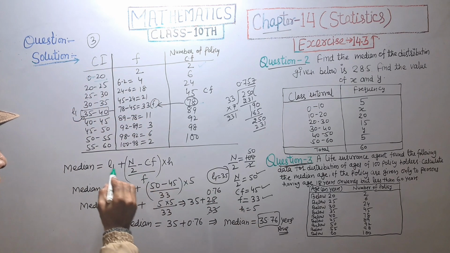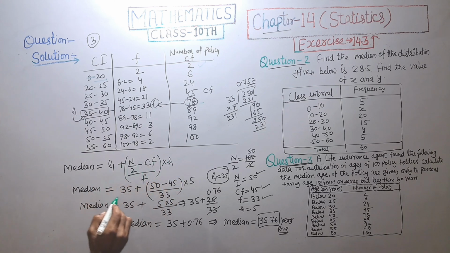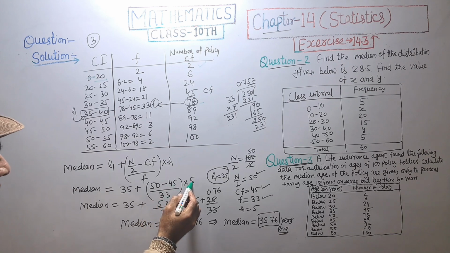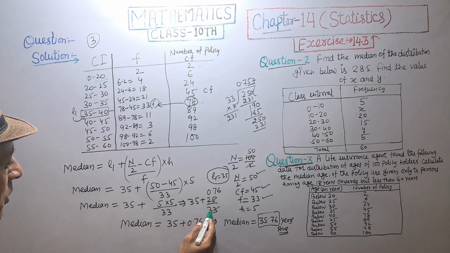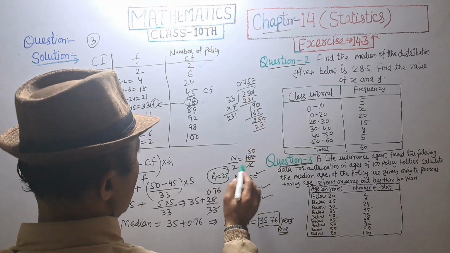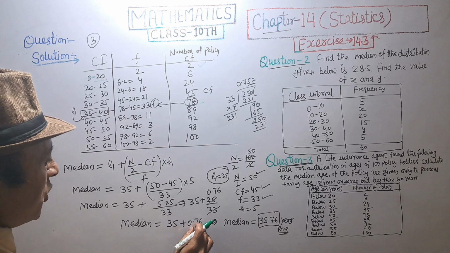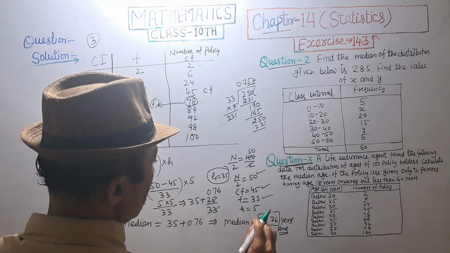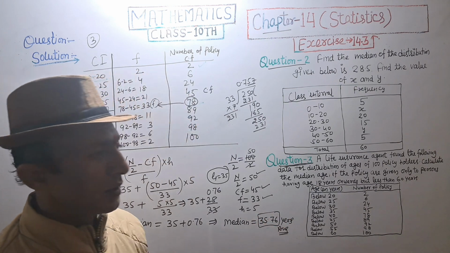Putting the values of L1, N by 2, CF, F and H in this formula, we get 35 plus (50 minus 45) upon 33 into 5. 50 minus 45 is 5, 5 fives are 25 upon 33, that is approximately 0.75 or 0.76. Then 35 plus 0.76, median is equal to 35.76 years. Answer.